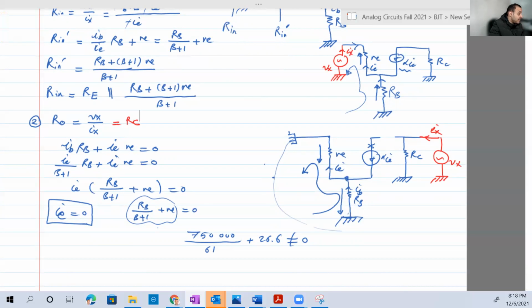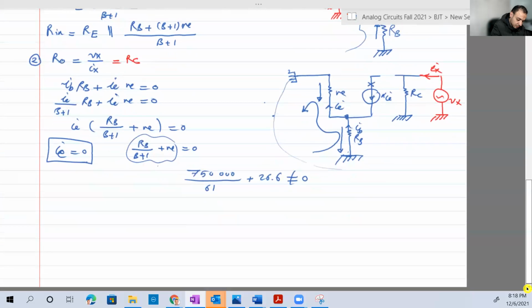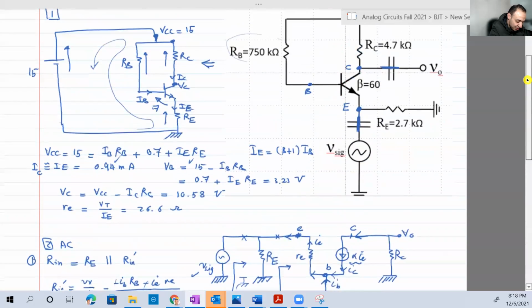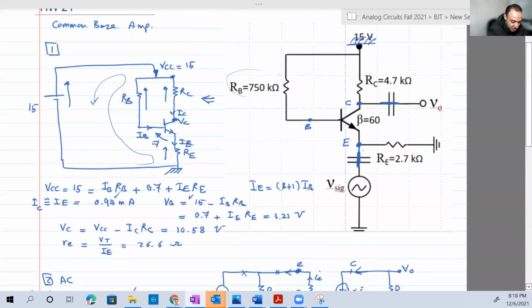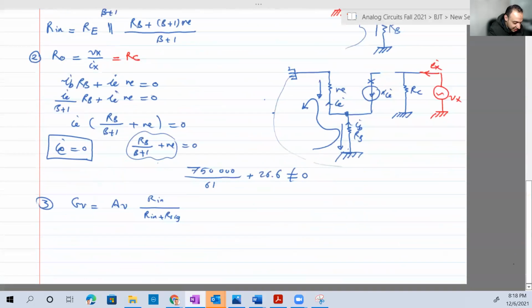What's also required here is GV, number 3. GV, we know, is equal to EV, our input over our input plus our signal resistance. But our signal resistance here is 0. If we look back at the original circuit, there is no R signal. There is just the capacitor. So our signal resistance is 0, and this will be our input over our input. So GV is equal to EV. So we just need to calculate EV.